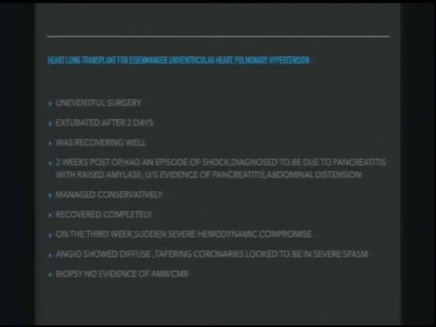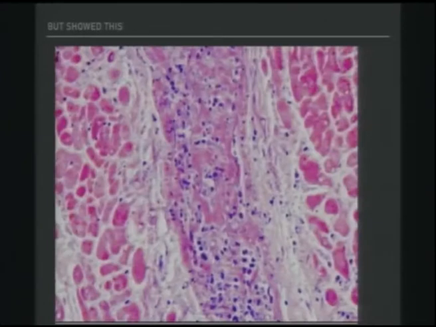The biopsy showed no evidence of AMR or CMR, and a few hours later the DSA was normal. The angiogram, unfortunately I don't have the angio right now, showed very diffuse tapering coronary arteries, almost like they were in severe spasm. We injected nitroglycerin and a few other things. But the biopsy showed this, mucormycosis.